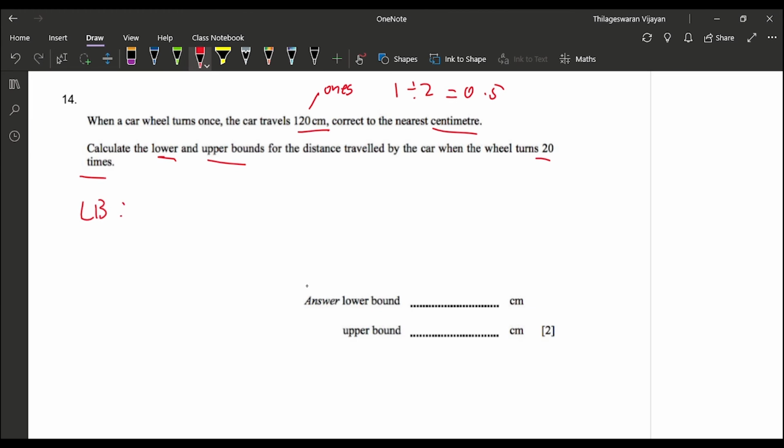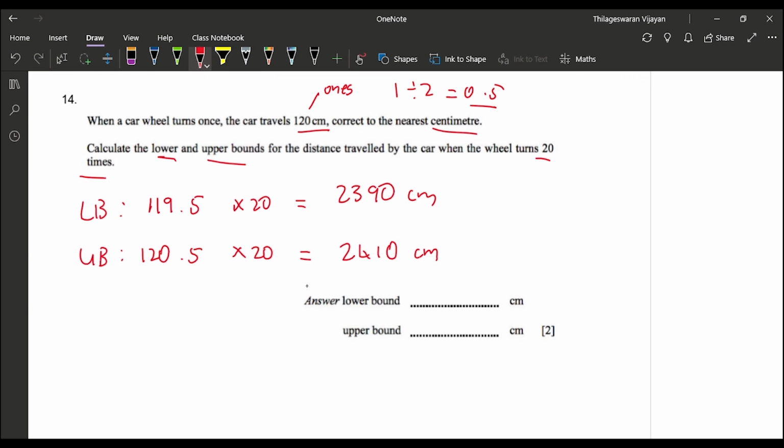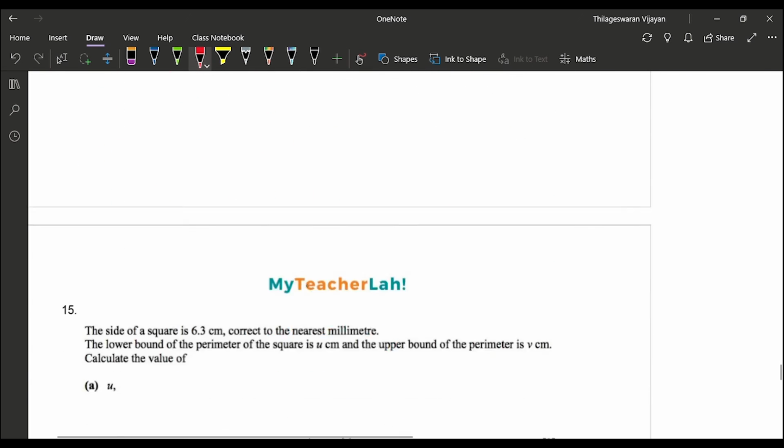So for lower bound, your lower bound should give you 119.5, and then your upper bound, plus the 0.5, you end up with 120.5. Okay, so they say it turns 20 times, multiply this by 20, multiply this by 20. So in the end, you will end up with the lower bound, you get 2390 centimeter, and then the upper bound, you will end up with 2410. Just make sure that the upper bound is higher than the lower bound. If not, that means you have made some mistake. That's it.